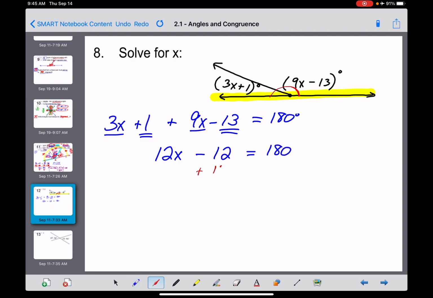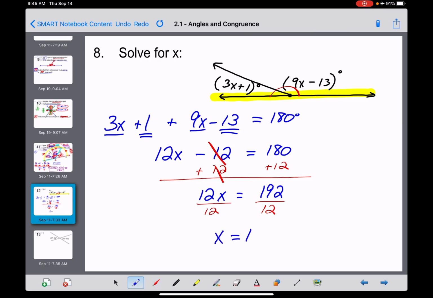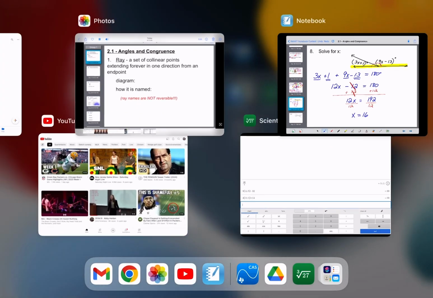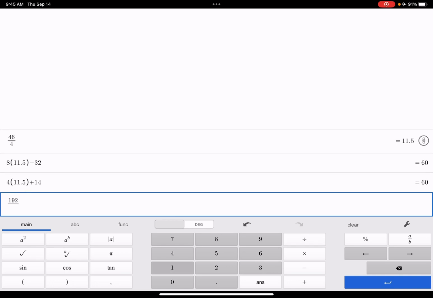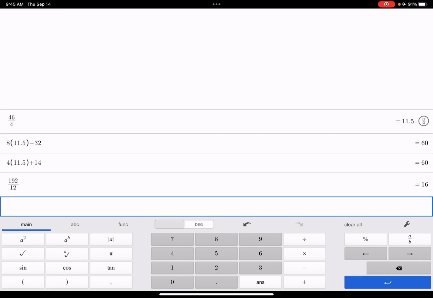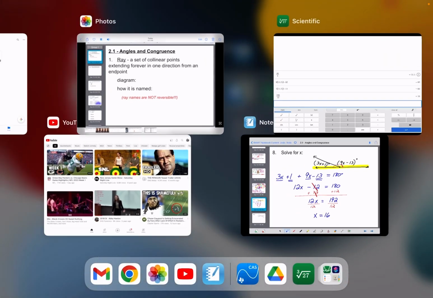We're going to add a 12 now on both sides. Those 12s will cancel, and we'll get a 12x is equal to, I believe that is 192, and then we'll divide both sides by 12 here, and I'm pretty sure that's going to get us x is equal to 16. I suppose I should double check that. So here we go, 192, and we were dividing that by 12. Gotcha. And right there we end up with 16. Okay, so yeah, we were right about that.